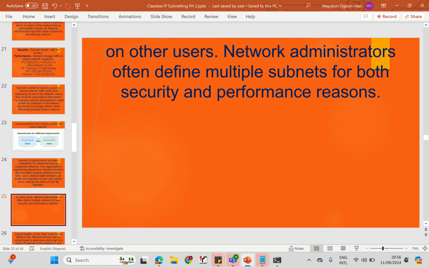So that's what you need to pay attention to. Why do we define multiple subnets? Number one, for security purposes, to ensure that finance traffic is kept in the finance subnet, engineering traffic is kept in the engineering subnet, and IT traffic remains in the IT subnet, or for guest users.